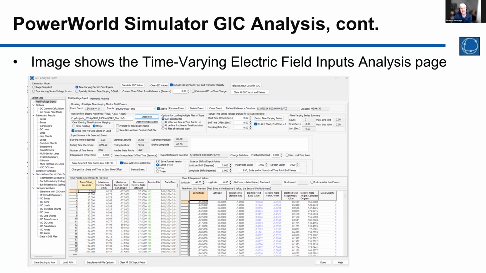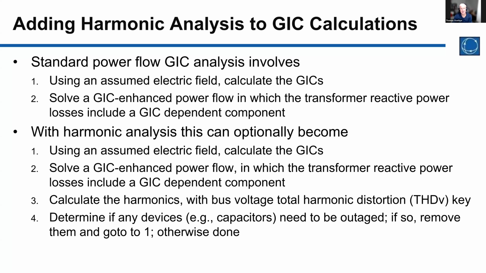Okay, so in adding harmonic analysis to the GIC calculations, if you did the traditional standard power flow approach, what you would do is, using an assumed electric field, you'd calculate the geomagnetically induced currents. And these are quasi DC, so the analysis is fairly straightforward.